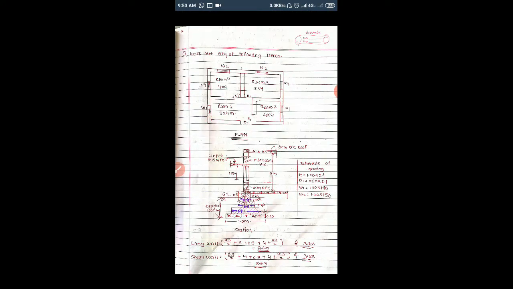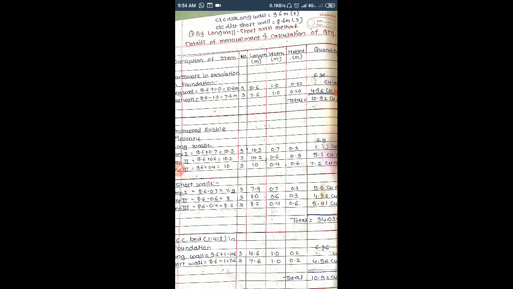For width we have 1 meter, and length we will separately do for long wall and short wall. Also, earthwork is measured in cubic meter. So all the quantities are there. For long wall, just see here, 9.6 plus 1. Here we have added one width, and for short wall we have subtracted one width. So 9.6 plus 1 is equal to 10.6, and 8.6 minus 1 is equal to 7.6. So this is the long wall and short wall length.